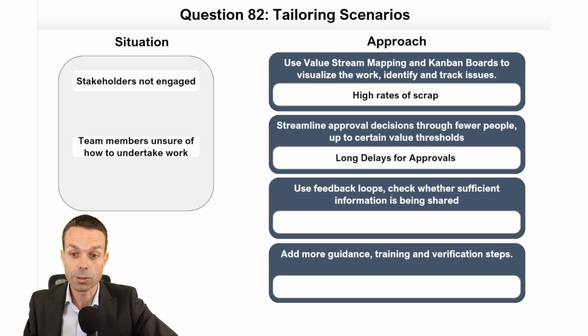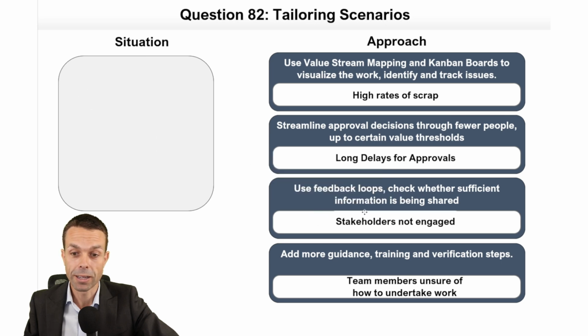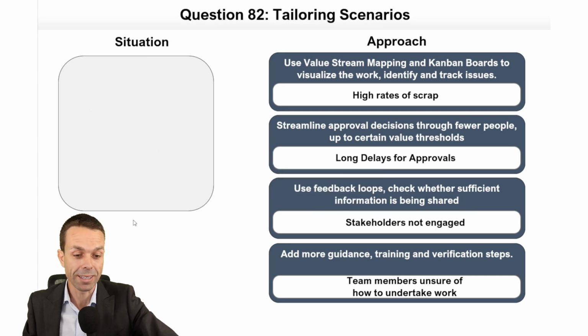Use feedback loops to check whether sufficient information is being shared. People unsure of how to do the work or stakeholders not engaged. Well, the last one is adding more guidance and training and verification. That's definitely for if we're not sure of how to do the work. And that means feedback loops and checking on information that we're sharing will help with stakeholder engagement.